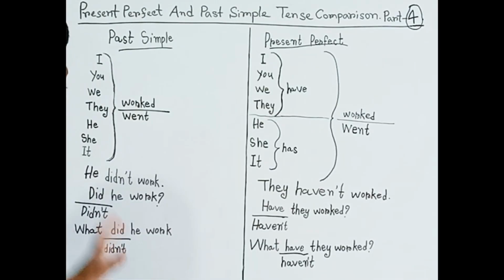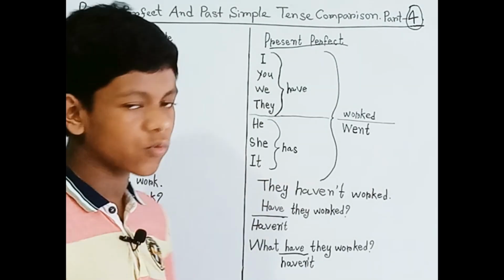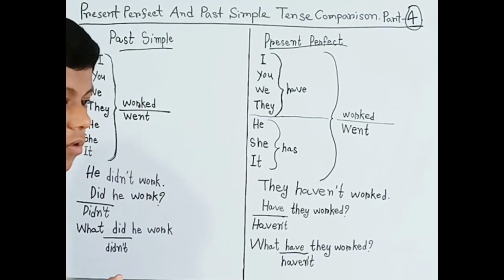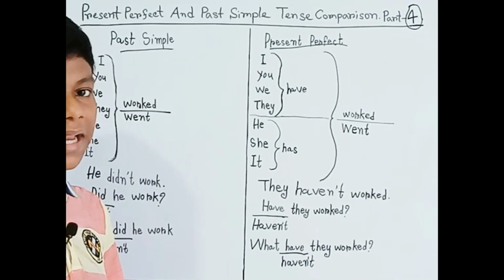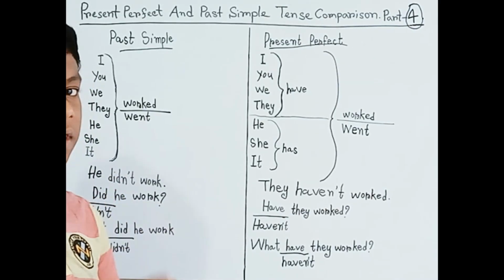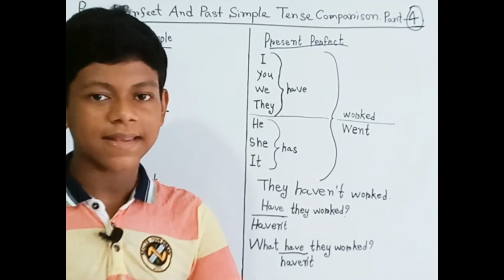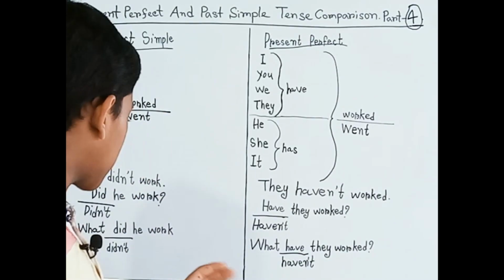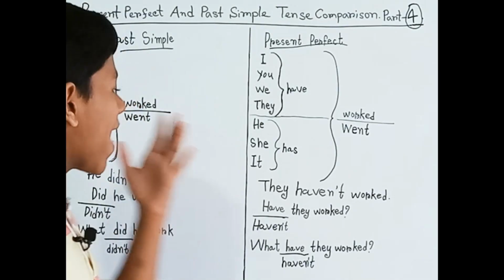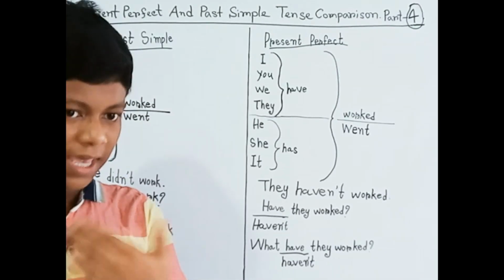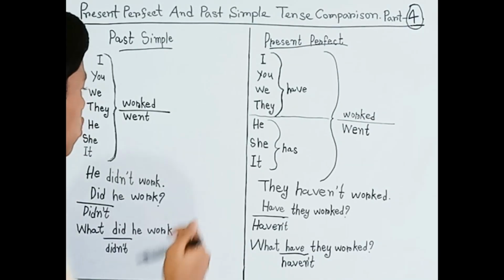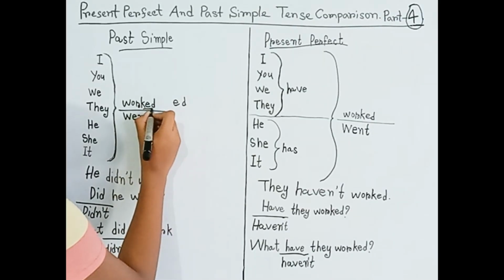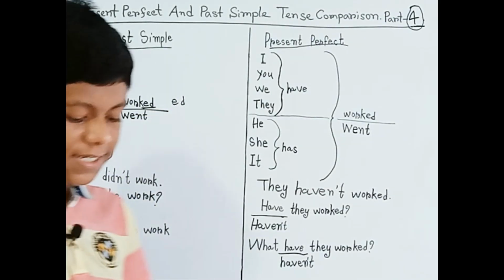So here, first of all, we are watching the past simple and the present perfect. With the past simple, we can use both types of verb: one is the regular verb and the other is the irregular verb. Regular verbs, with the past form and the past participle, generally add the ending -ed. And here we can see that our -ed is here.